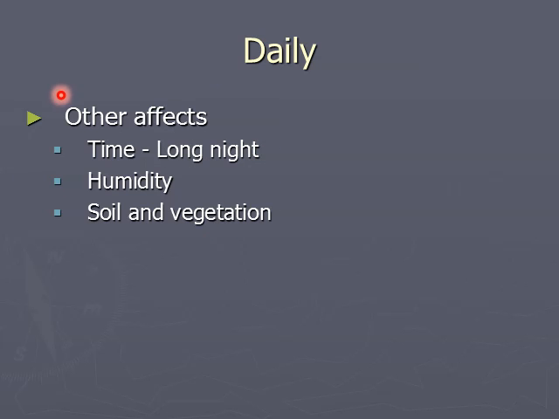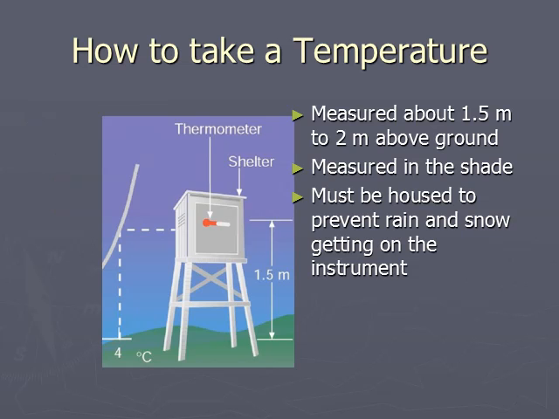The other things that can affect daily temperature are time, or long nights or long days. So if you have a longer night, it's going to have more radiational cooling, so you'll cool off more. Again, humidity, and the same reasons for soil and vegetation.